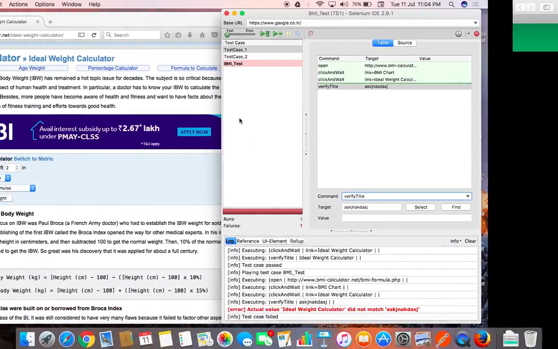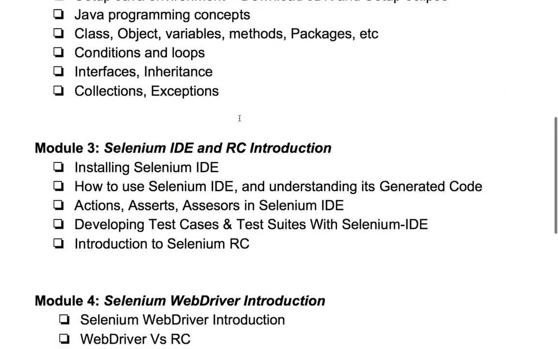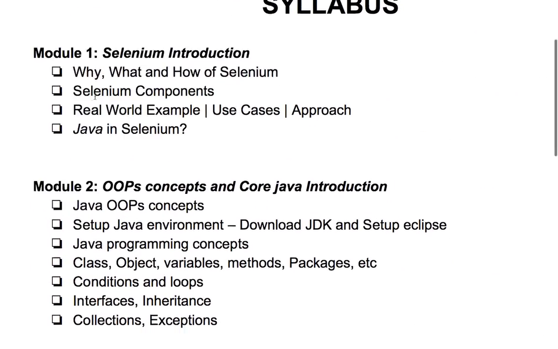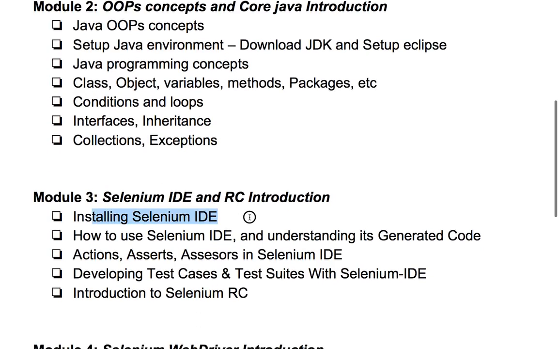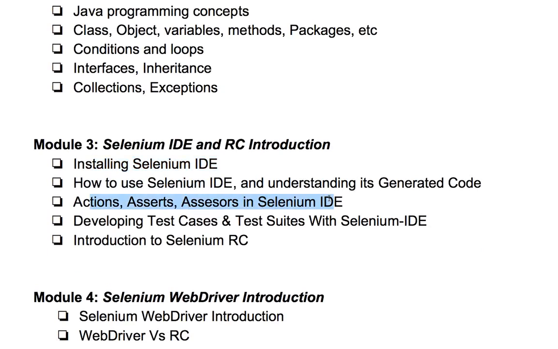In the next class, I have this syllabus. So we'll start with, okay, the first module is done already. We have just had one introduction to Selenium. Module 3 is Selenium IDE, out of which we have covered lots of things: actions, asserts, assessors, developing test cases, test suites we have already seen, RC we have seen. So almost every part of this is complete. You just go through the topics that we have covered. If you face any problem, we'll solve it in the next class.